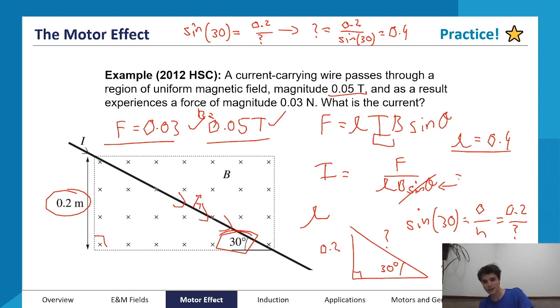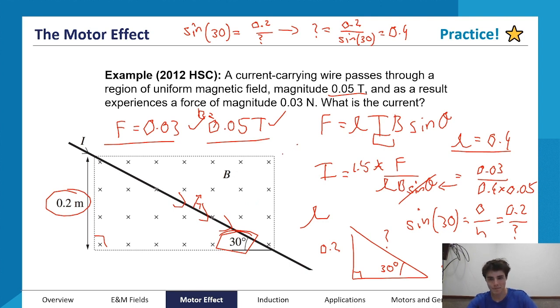So our force is equal to 0.03 divided by our length, which is 0.4, times our magnetic field, which is 0.05. Chuck all of that onto your calculator, 0.03, sorry, I just typed 0.3, divided by 0.4 times 0.05, which if you put all of that in, you end up with a current of 1.5 amps. And so that is the value of our current. If you want to be super specific, you can say it's moving on that diagonal. But we were given that in the question, so to be honest, I don't think it's one of the most important details you need to include.